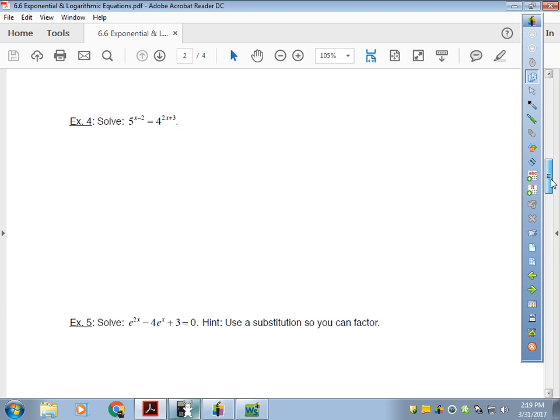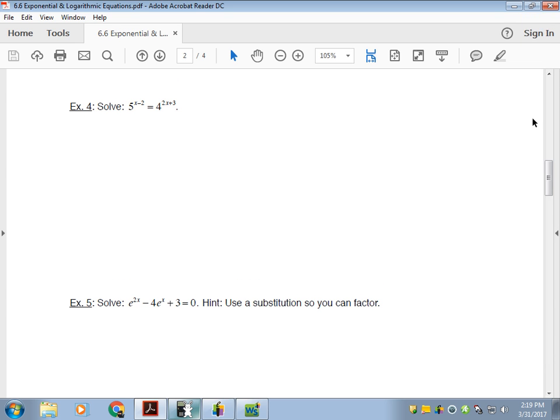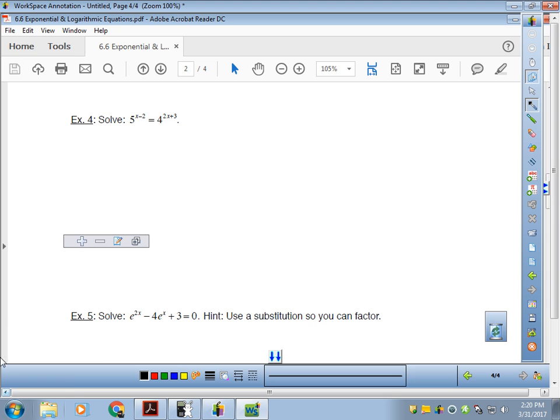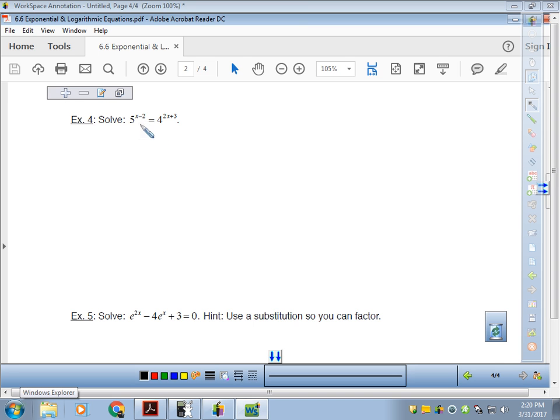All right. Example 4 is the one that students usually don't like, just because of how messy it ends up looking. So I will apologize if you don't like this one, but it is what it is. Alright, so we have 5 raised to the x minus 2 equals 4 raised to the 2x plus 3. We already have exponential functions that are isolated. Now, is there a common base between 5 and 4? No. So since there's not, we're going to use logarithms. So we're going to write log of 5 raised to the x minus 2 equals log of 4 raised to the 2x plus 3.